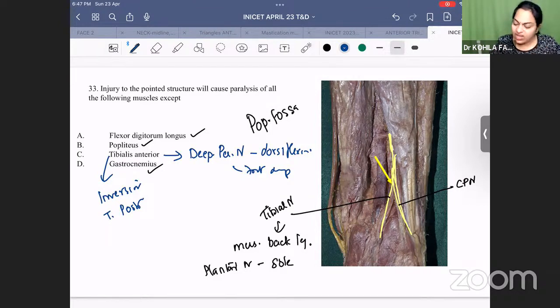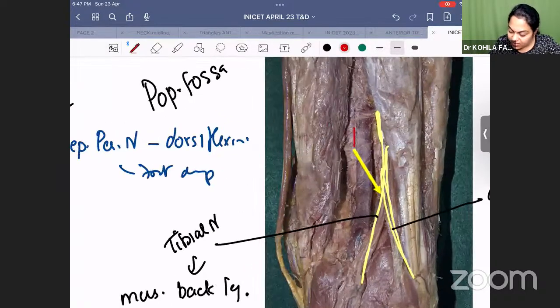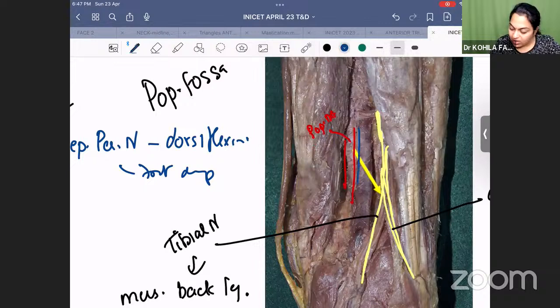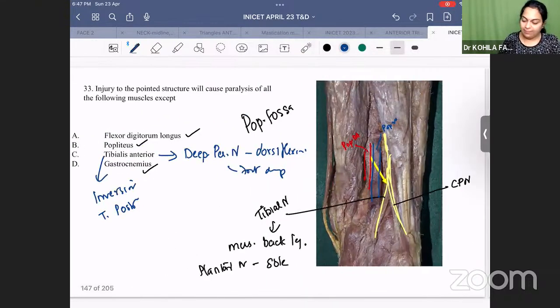Popliteal fossa. Other than the tibial nerve, now you get to see the other structures here. I will show you the popliteal artery here. This structure here is the popliteal artery. This one is the popliteal vein.